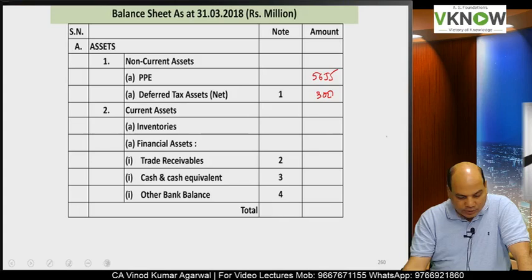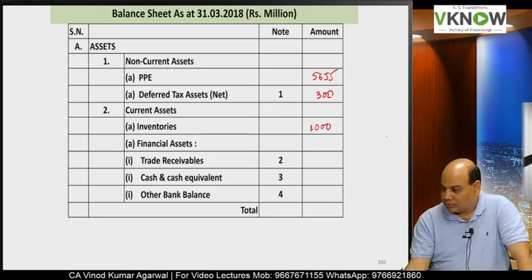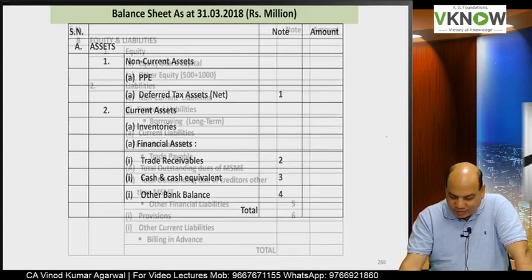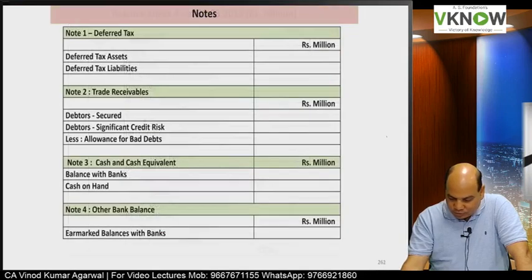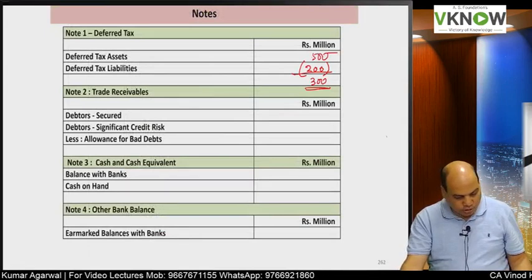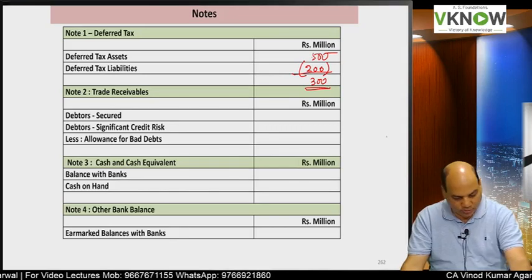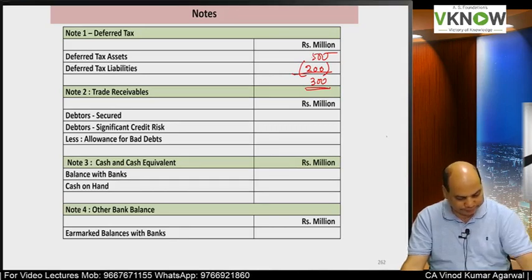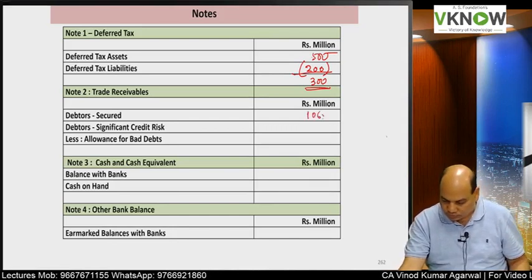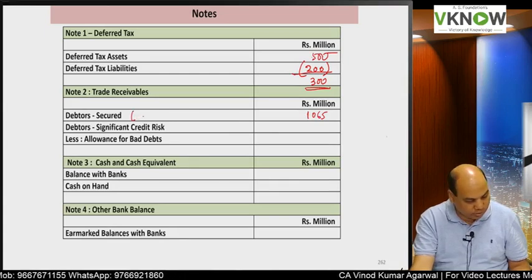Okay. Next item in the question is current asset, inventory. No adjustment in inventory. Directly write in the balance sheet 1000. Trade receivable, we have a note for that. Same thing, note number 2 in our answer. Just write down the same thing. Secured, how much is secured good? 1065. In bracket write less than 6 months.